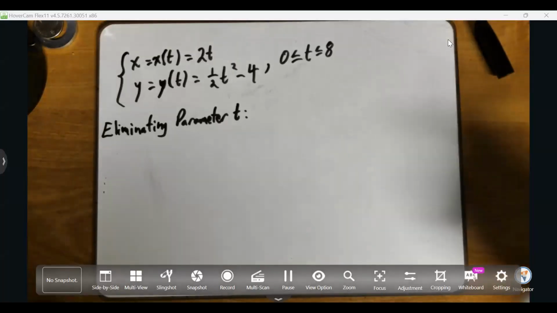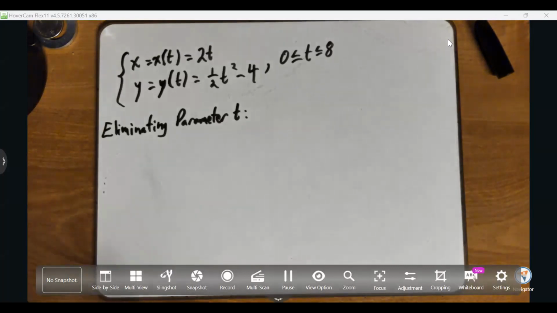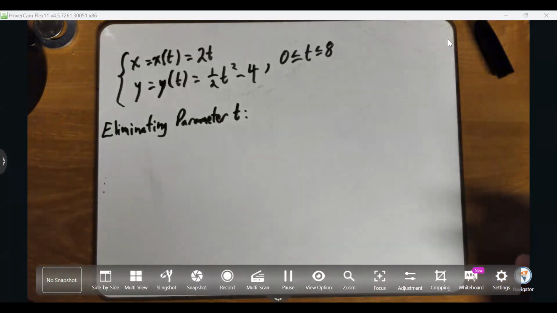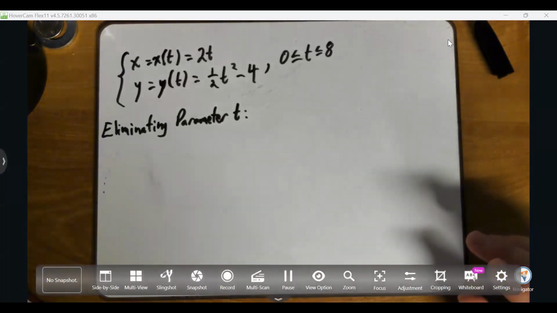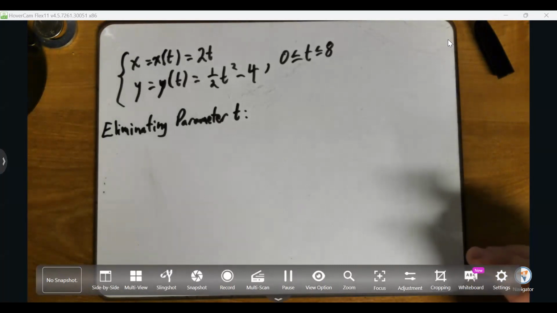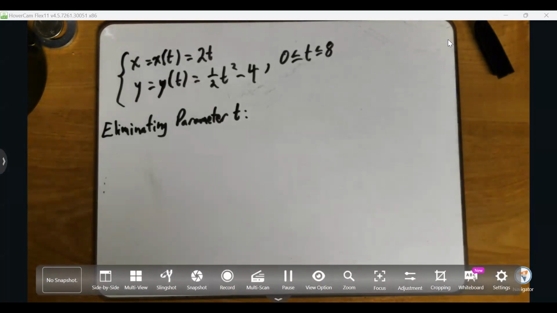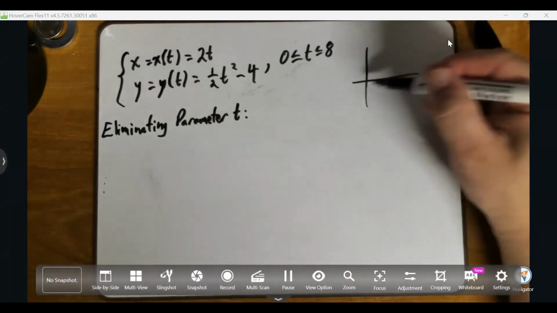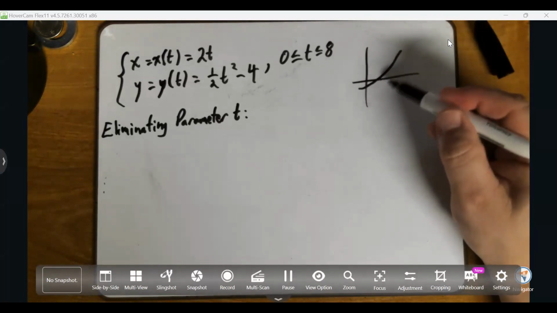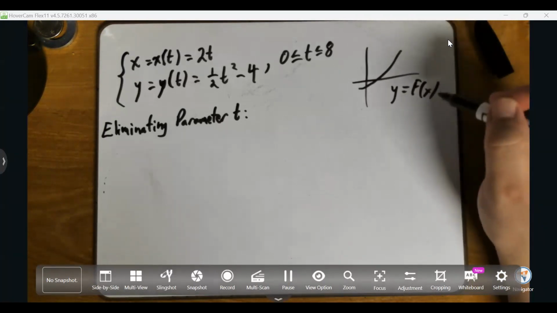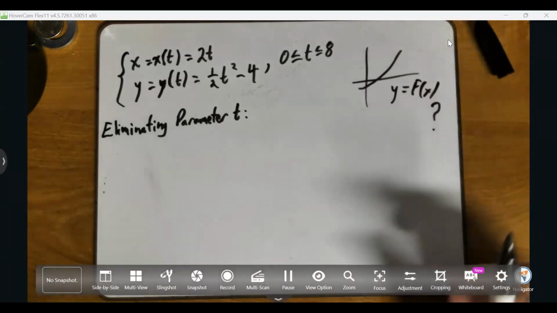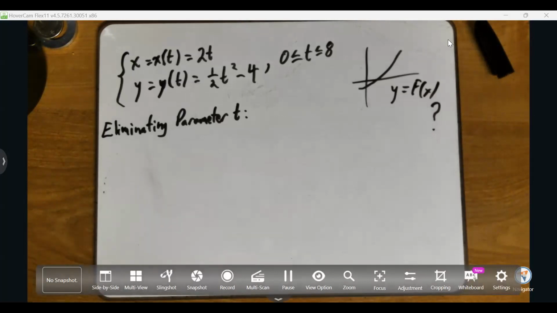Now, while we're on this example, we can talk about the idea of eliminating the parameter. Sometimes, not always, it is possible to eliminate the parameter from a set of parametric equations to obtain a description of the curve in terms of x and y. So the path of this example, just a quick look, is something like this. That is the sort of thing we could describe in this y equals f of x form. Well, what would that be?